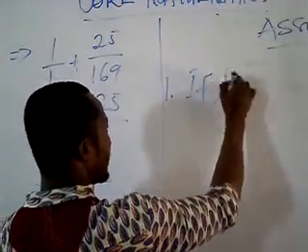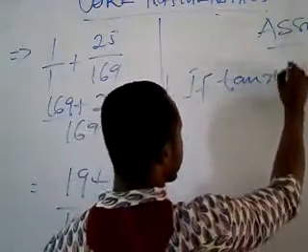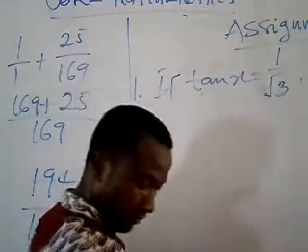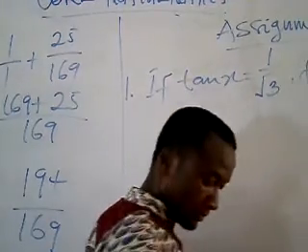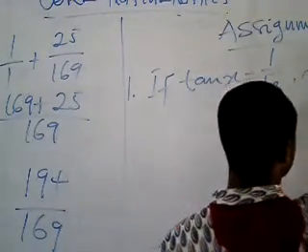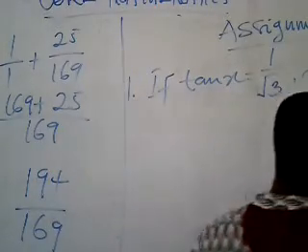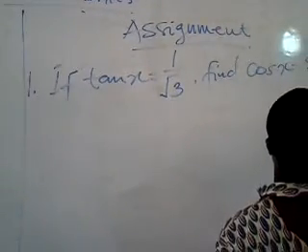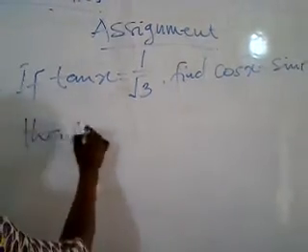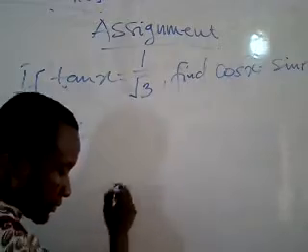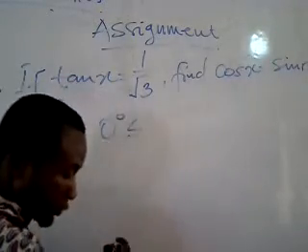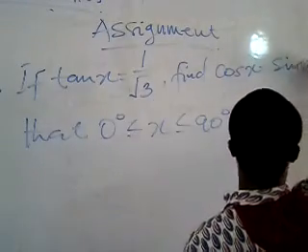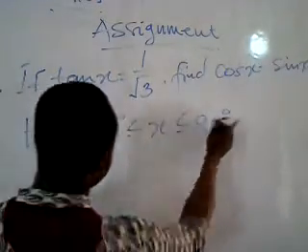If tan x is equal to 1 over square root of 3, find cos x minus sine x, such that 0 degrees less or equal to x less or equal to 90 degrees. So this is your assignment for today.